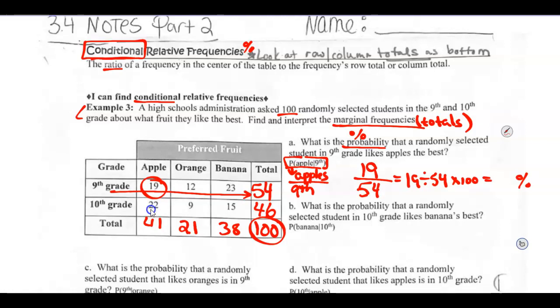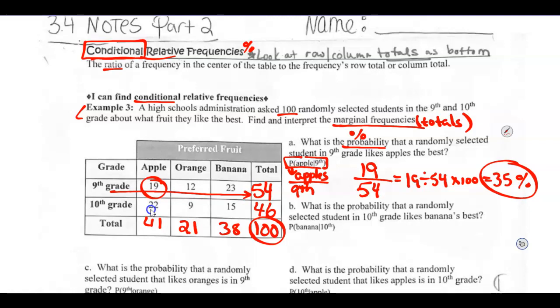So you would get about 35%, because it's 35.1 something. So that's our final answer. When it's asking for a conditional relative frequency, it wants a certain total on the bottom that's different every time, and it wants a percent.